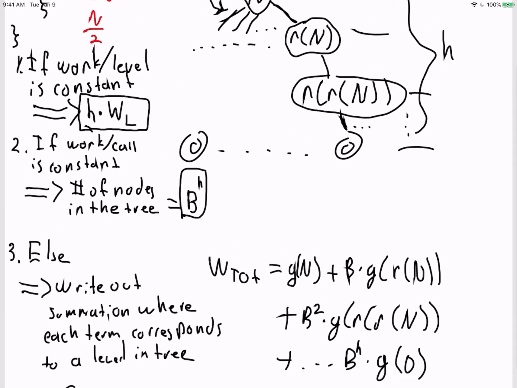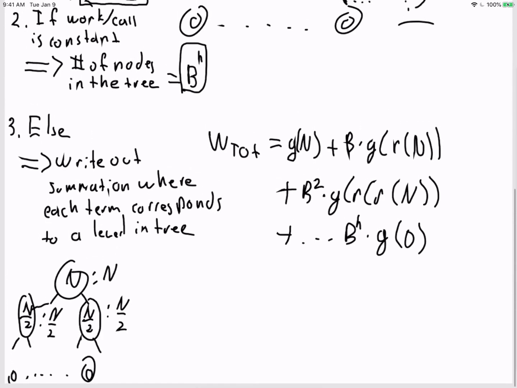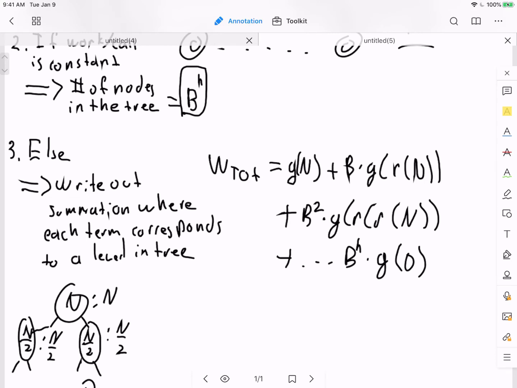Okay, let's check the condition for strategy 1. Is the work per level constant? The first level does n work, and the next level does n over 2 plus n over 2 equals n work. So it seems that the work is constant, but let's just double check.